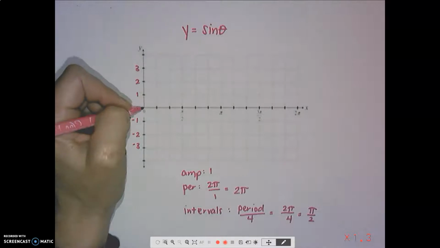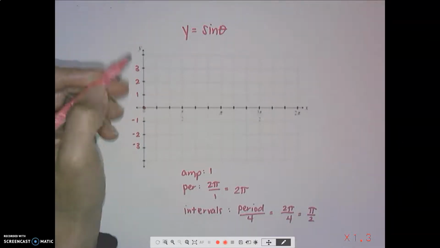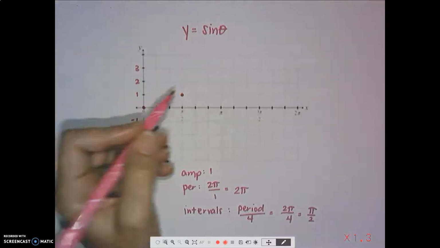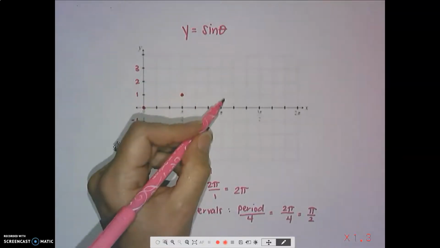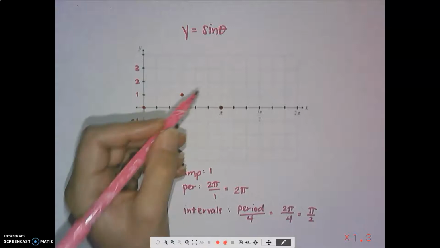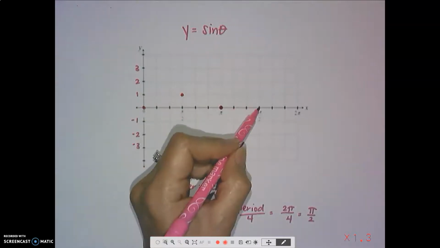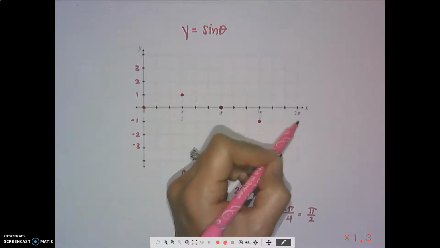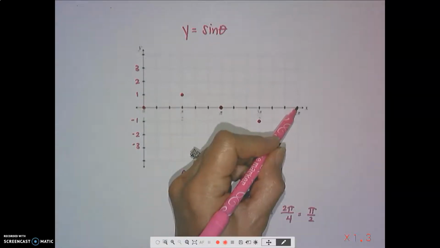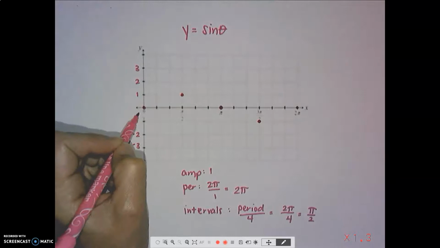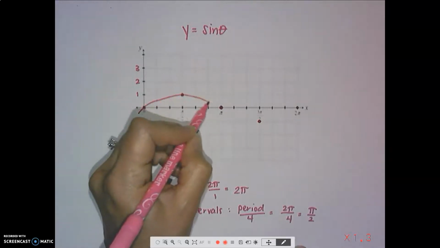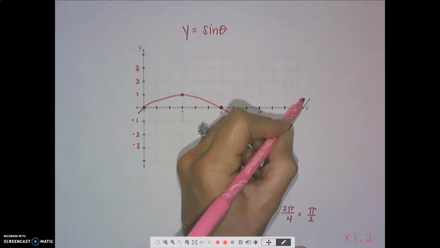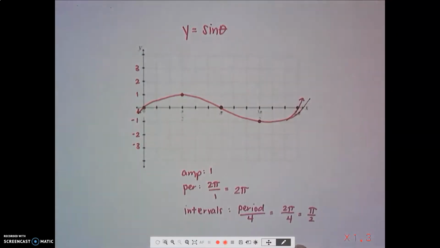So sine starts at 0. At pi over 2, we are up at the amplitude. At another pi over 2, which would be pi, we're back at 0. And after another pi over 2, we're down at -1. And then another pi over 2, we are at 2 pi. And this does continue on. Okay, so there would be our sine curve.